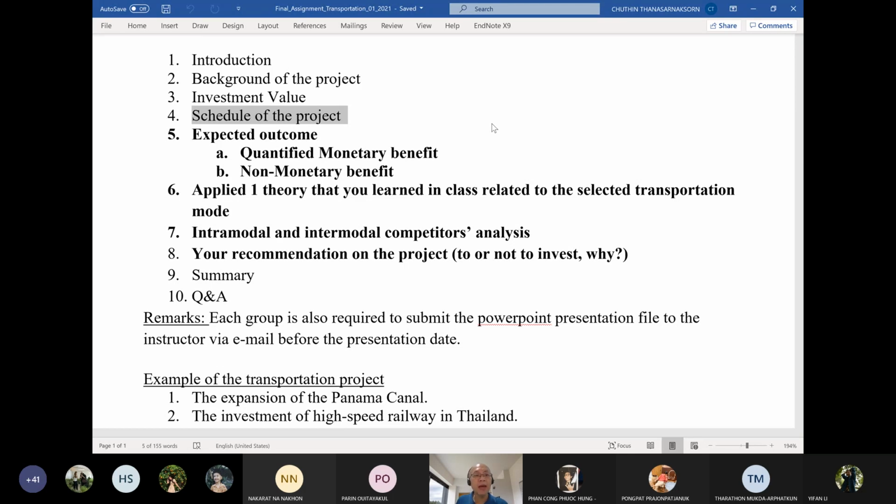And then number 6, apply one theory that you learned in class related to the selected transportation mode. It can be from any chapter. It can be about risks. It can be about anything that you studied in this class.